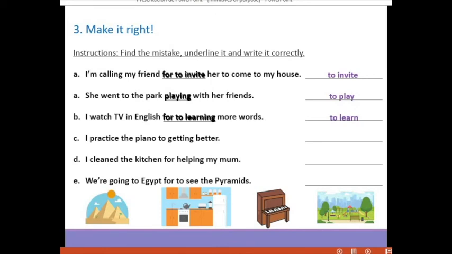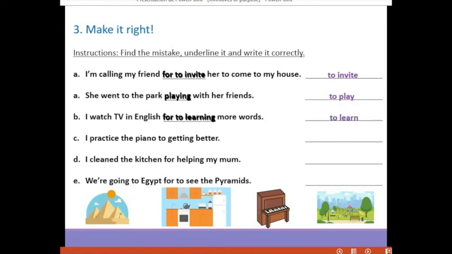So the correct option will be to learn. I watch TV in English to learn more words. Do you like to watch TV in English? Do you like to watch TV shows, movies? It's a good option to practice English.